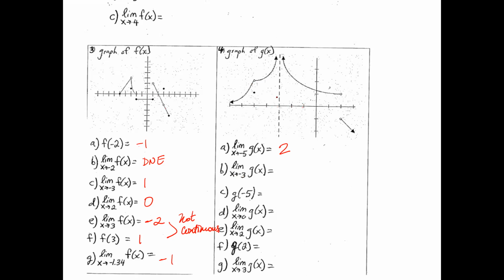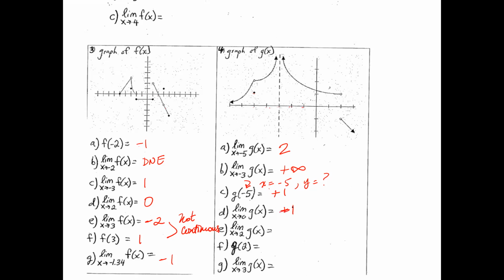x approaches -3. 1, 2, 3. Positive infinity. On the right side, positive infinity. So you can say positive infinity. Then this one is saying when x is at -5, what is your y value? So 1, 2, 3, 4, 5. Exactly at 5, it is going to be at +1.